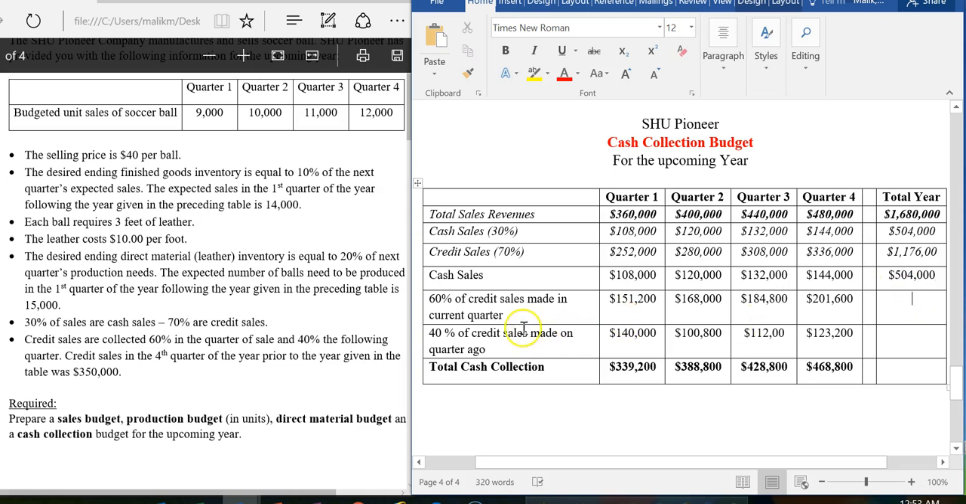Now for this one, the second collection, is 60% of the current quarter's credit sales. So if you add these four numbers, that means 151,200, 168,000, 184,800, 201,600. The total you will get is 705,600.